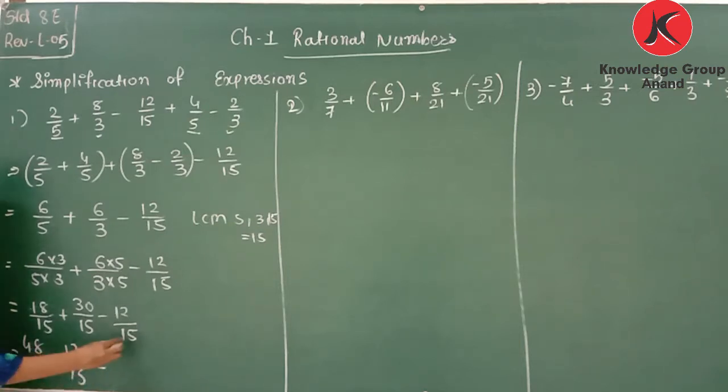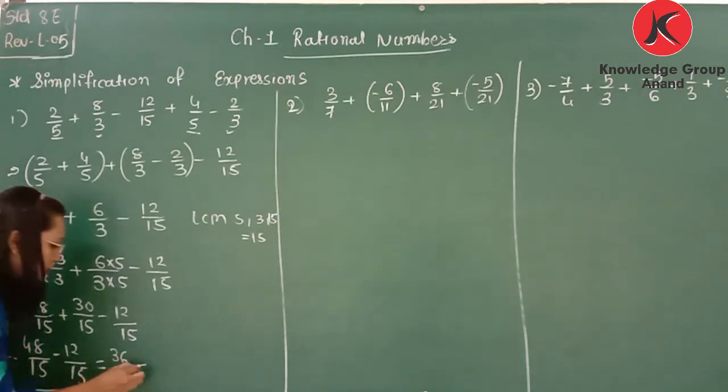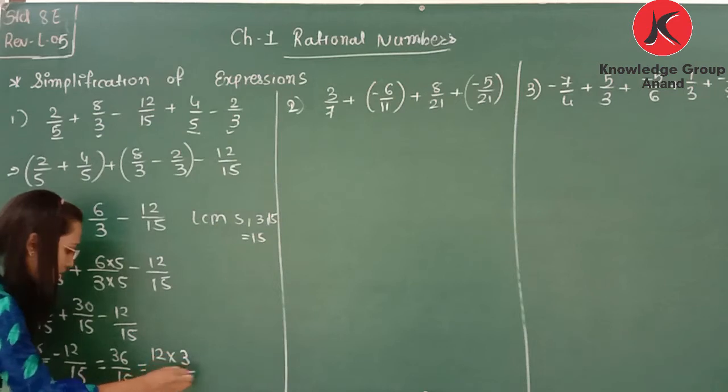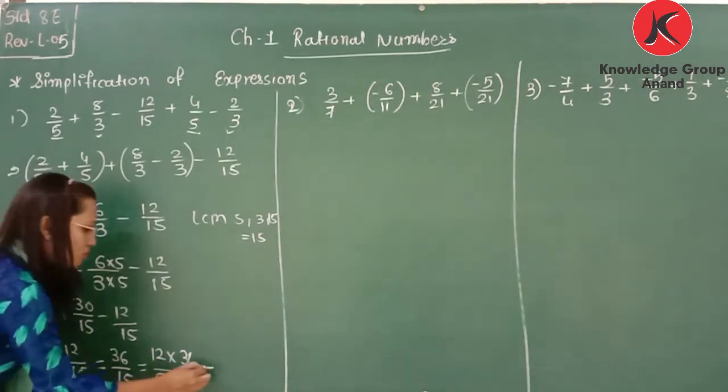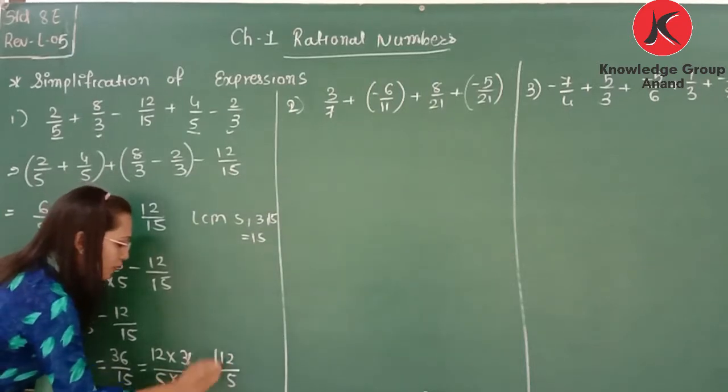Now 48 minus 12 is 36 by 15. So here you can cut the common factor. 12 threes are 36 and 5 threes are 15. So 3 will be cancelled out. So the answer will be 12 by 5.